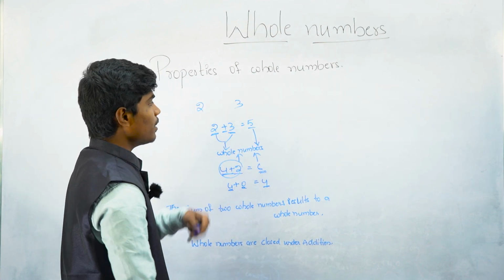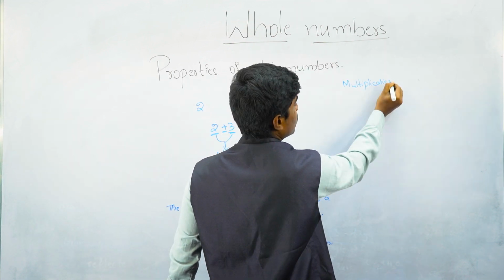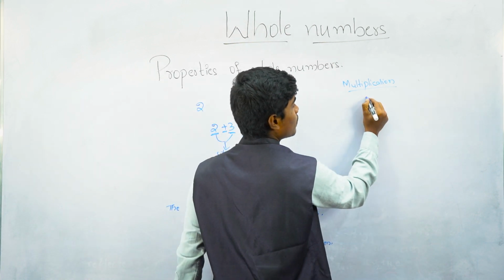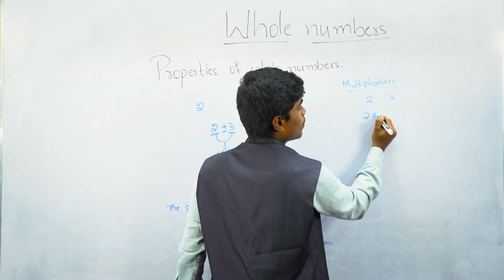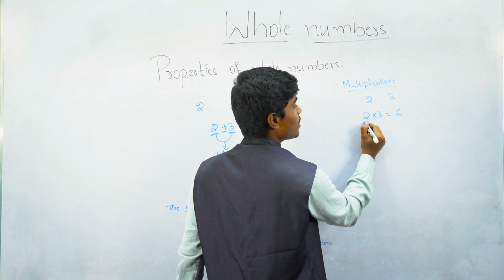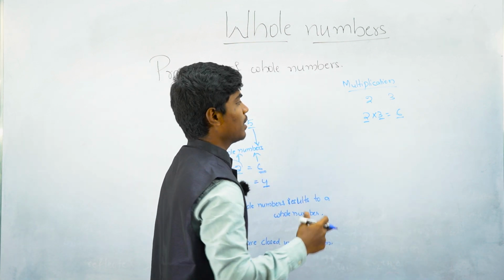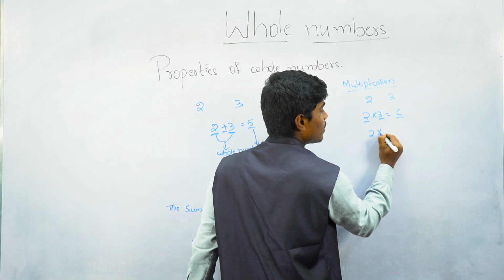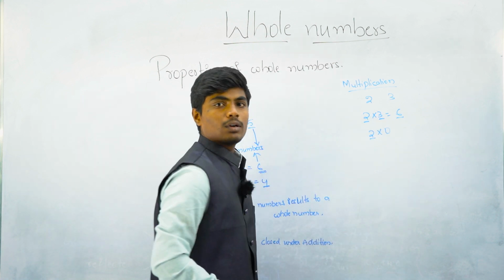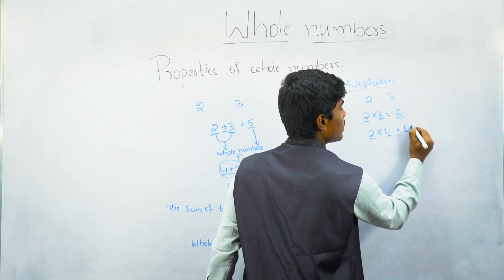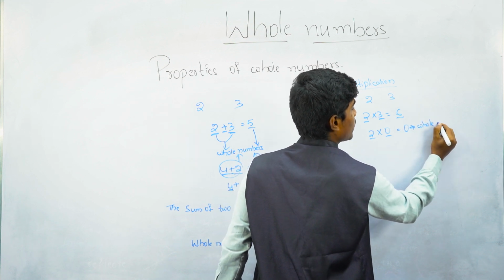Now let's check multiplication. Let's take two whole numbers, the same 2 and 3. Let's multiply these two. 2 into 3 is equal to 6. Here 2 is a whole number, 3 is a whole number, and the answer 6 is also a whole number. Now let's take 2 into 0. 2 is a whole number, 0 is a whole number. The answer is 0, and 0 is also a whole number.